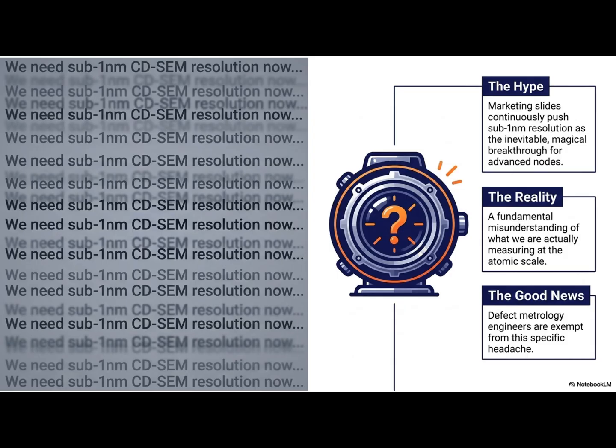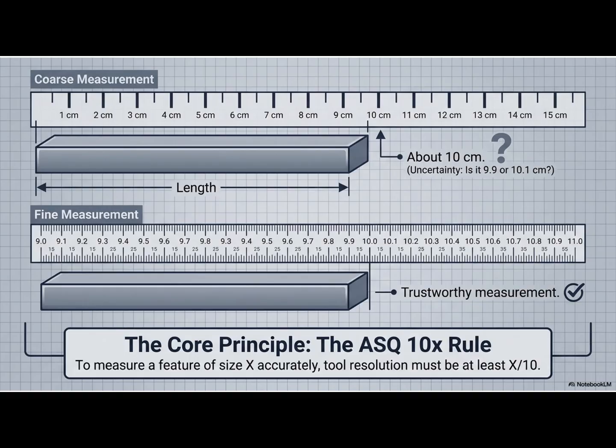The 10x rule and why it doesn't quite fit. Metrology has a neat little rule of thumb. To measure a feature of size x accurately, your tool's resolution should be at least x/10. That's the so-called 10x rule. You'll find it in places like the American Society for Quality, ASQ.